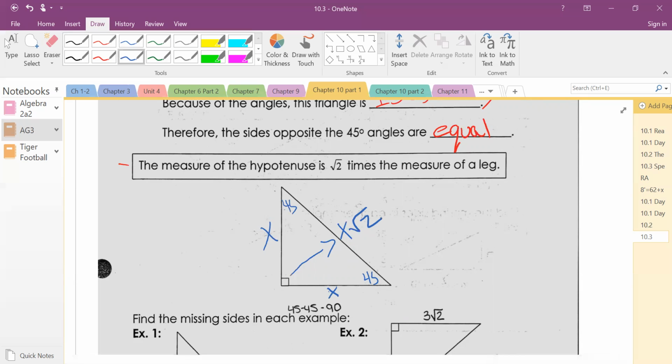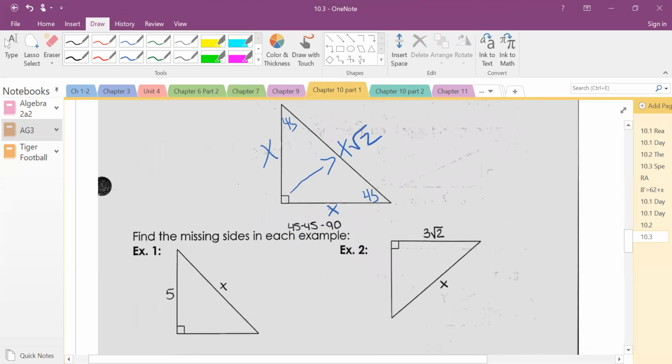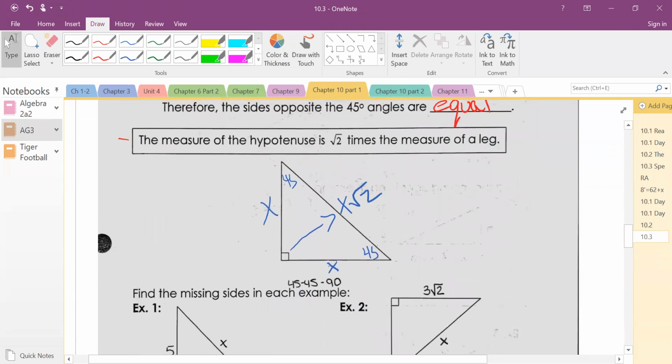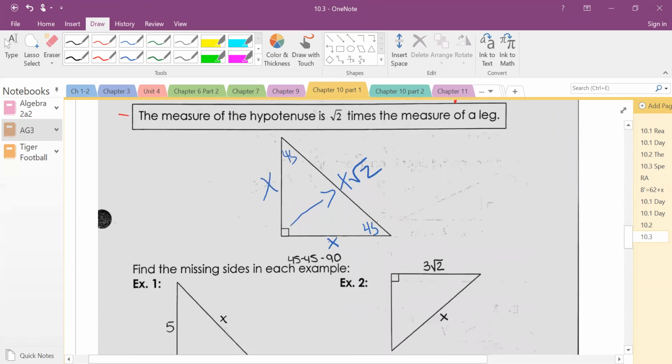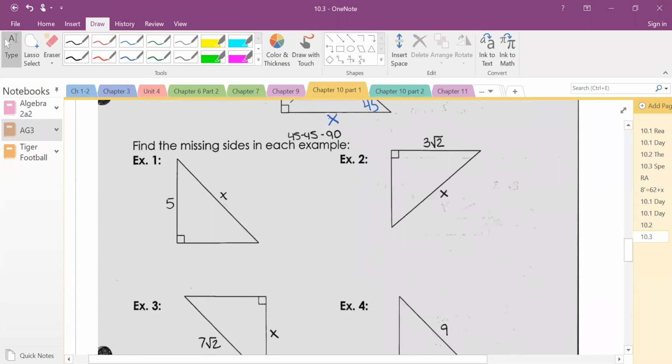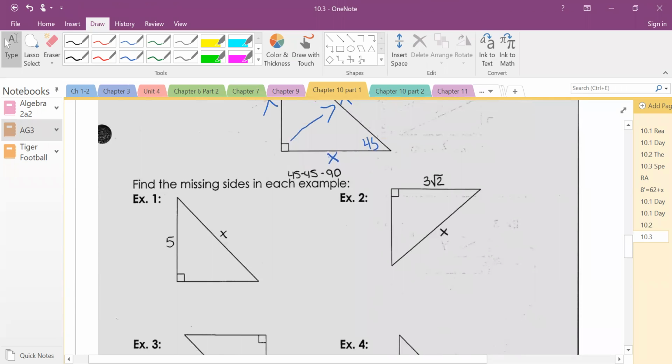There's not a whole lot of properties or tools we can use here. This is pretty much the only one. Now we just got to use it in our examples, and we're done with 45, 45, 90. That's the easy one. All right, so let's figure it out. Find the missing sides in each example. Each one of these is 45, 45, 90.